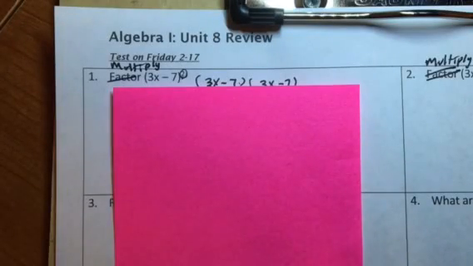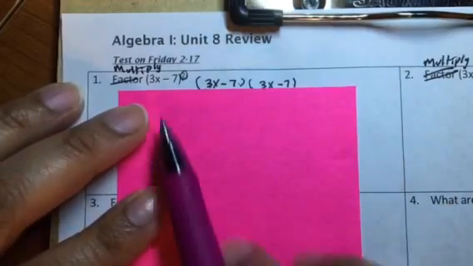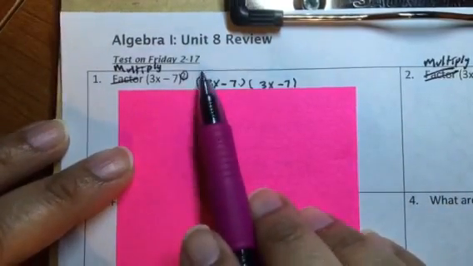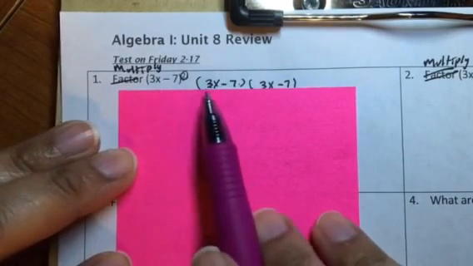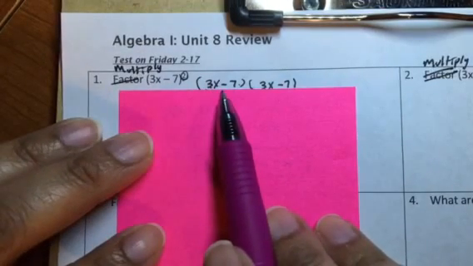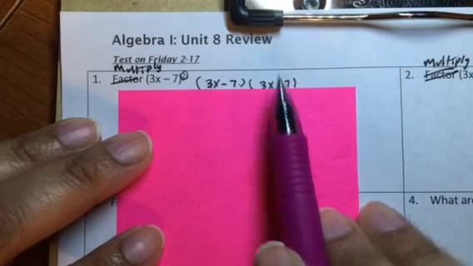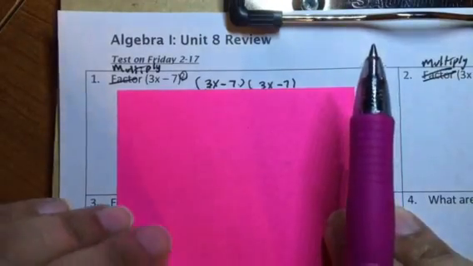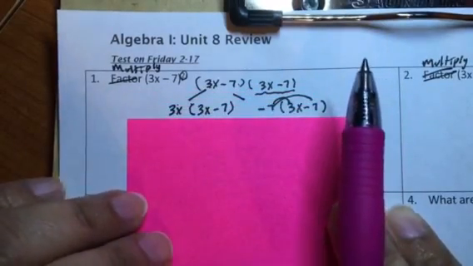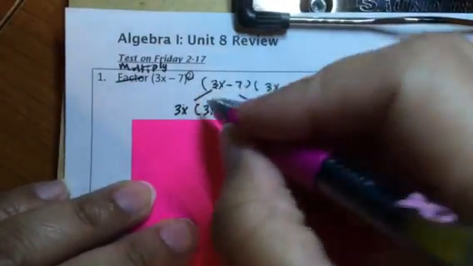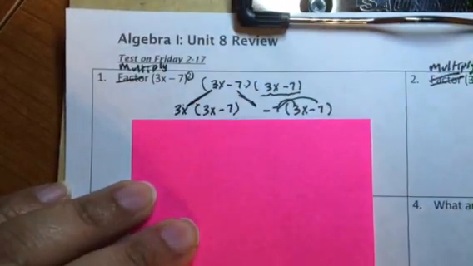Unit 8 review. Number 1 should read multiply (3x - 7) squared. Now that squared means that you write this term out twice. So this is why I have 3x - 7 written out twice. Now if you'll remember, it's been a while since we've done this. What you do is you take that first term and you write it twice. So this first term gets written twice.